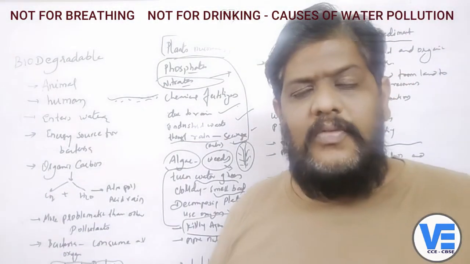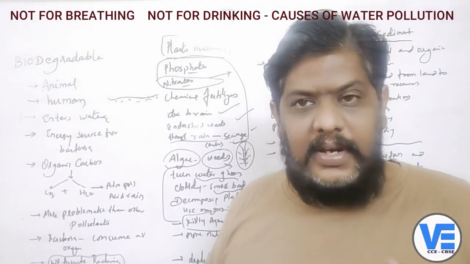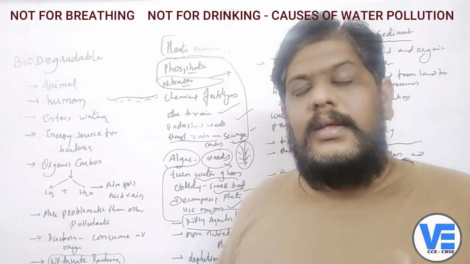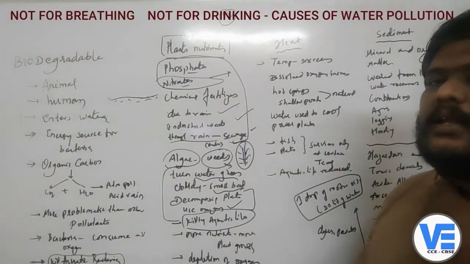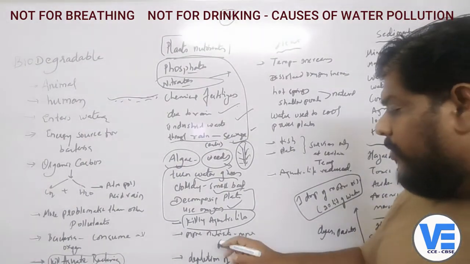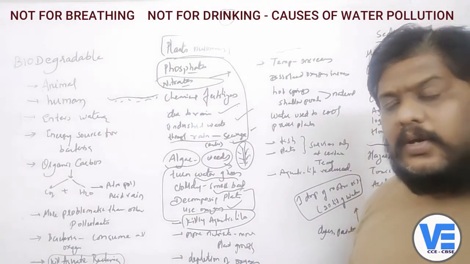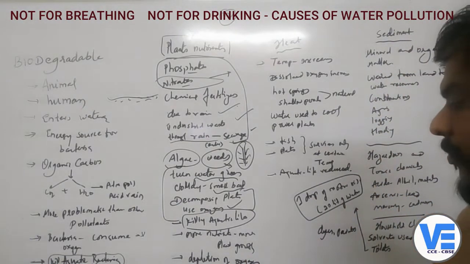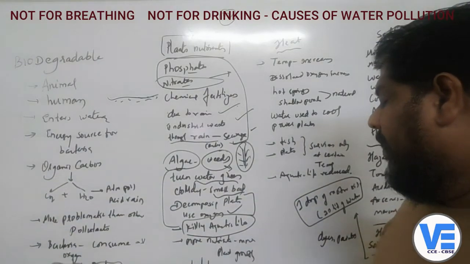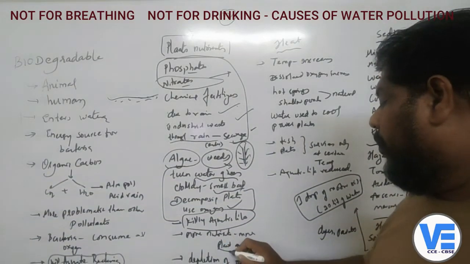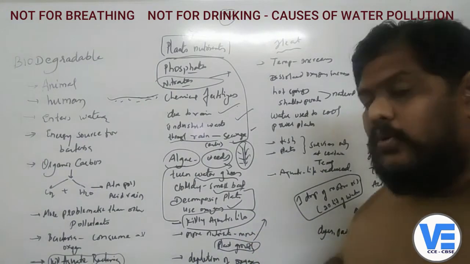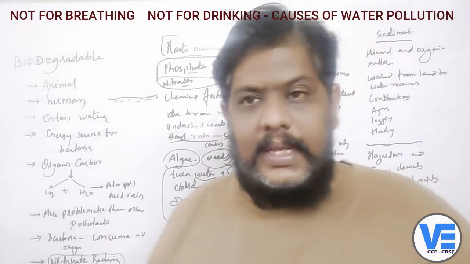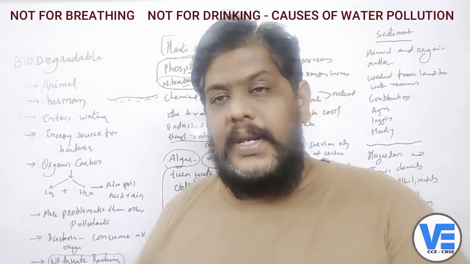So nitrogen or phosphorus, all these are very, very important for the growth of the plants. So when these nutrients enter into the water, they allow the plants to grow in high numbers. So algae and the weeds will increase. When algae and the other plants increase, you know what happens? There will be a depletion in the oxygen.